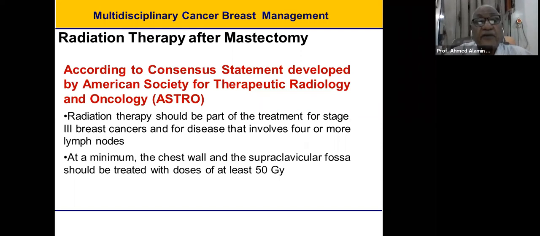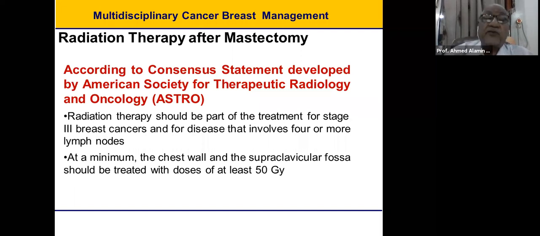Radiation therapy after mastectomy: according to a consensus statement developed by the American Society for Therapeutic Radiology and Oncology, radiation therapy should be part of the treatment for stage 3 breast cancers and for disease that involves 4 or more lymph nodes in the axilla. At a minimum, the chest wall and the supraclavicular fossa should be treated with doses of at least 50 Gy.